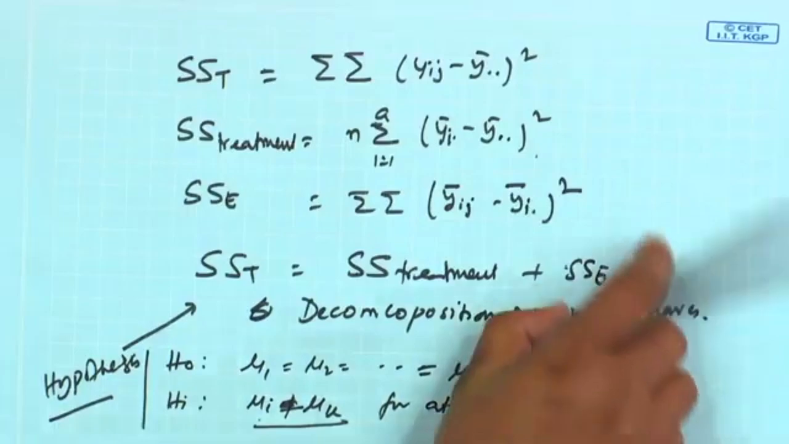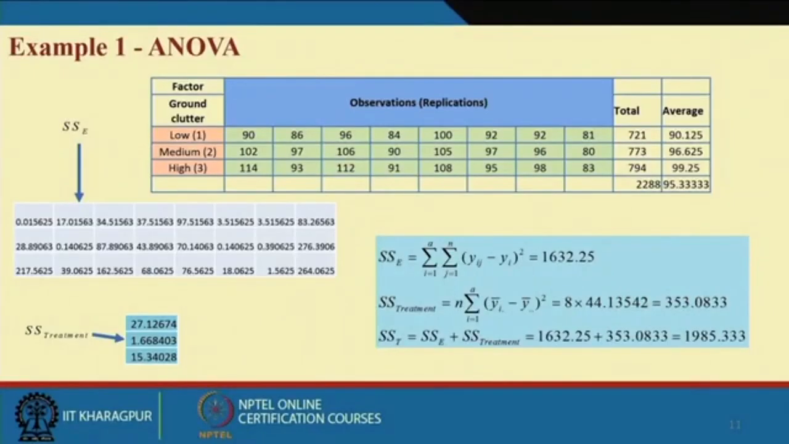Okay. So, we will see how the sum square decomposition takes place. You just see this slide. Here we have 8 observations and you find out the total and their averages, like this, and this is the grand average. We use this formula and we got that SSE equal to 1632.25, and SS treatment is coming 353.08.